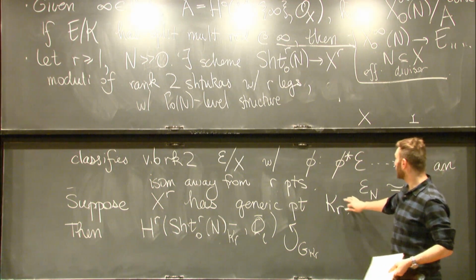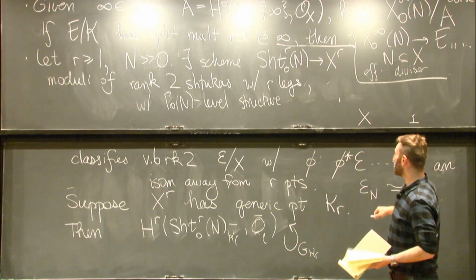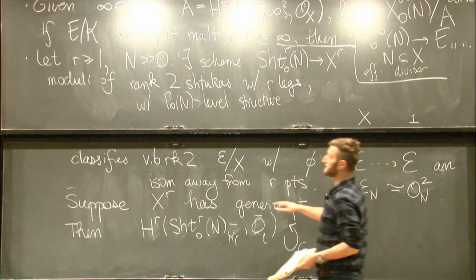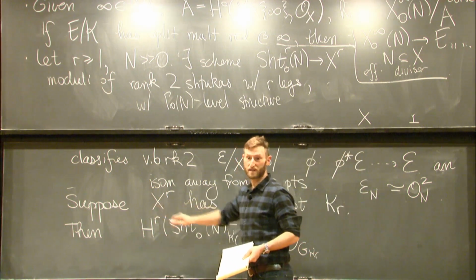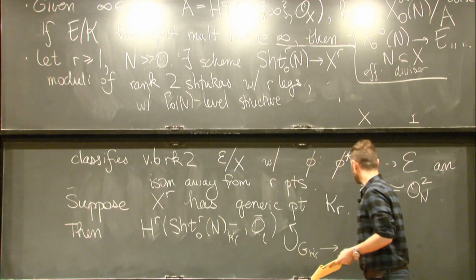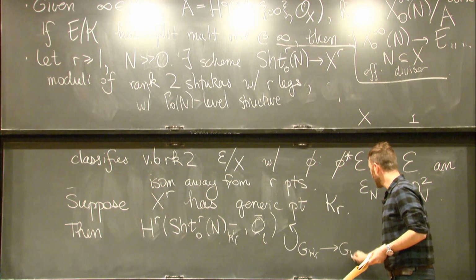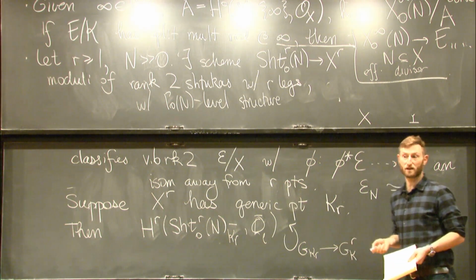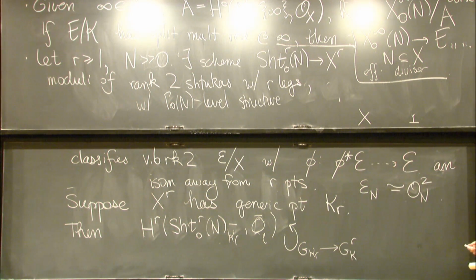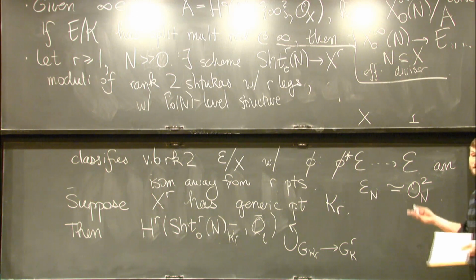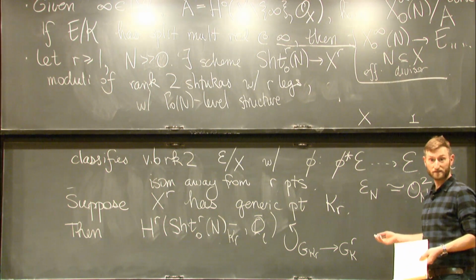Now, what is the Galois group of this field? It's not quite the same as R copies of the Galois group of the generic point here, x, but there is at least a map from the Galois group of k_R to the R copies of the Galois group of k. And so that map is not an isomorphism. The Künneth isomorphism for topological spaces does not hold for schemes over a finite field.